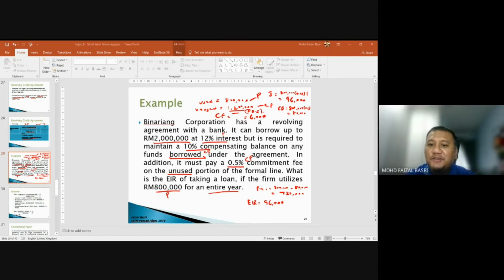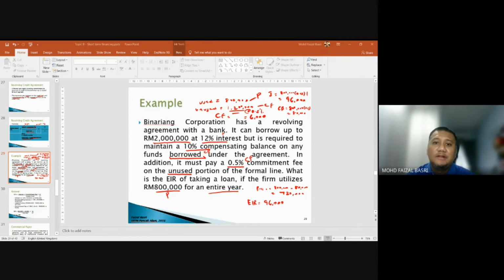Okay, so the EIR interest is 96,000. Okay, divide by our proceed 720 times 12 over 12. Okay, so the interest is 13.33%. Okay, 13.33%. Okay, so this is how we calculate based on revolving credit agreement.